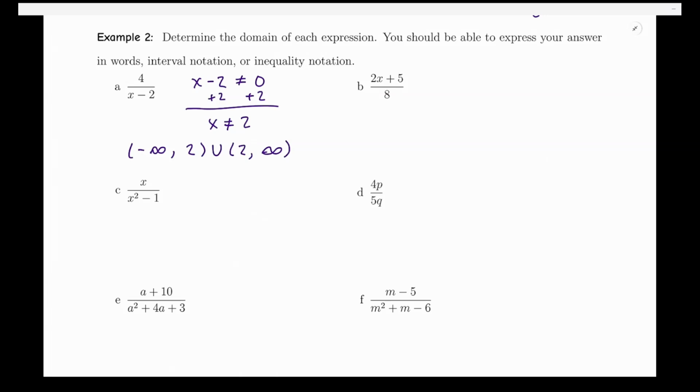Part B, 2x plus 5 over 8. Again, it's undefined when its denominator equals 0. But 8 never equals 0, so here the domain will be all real numbers, or negative infinity to infinity.